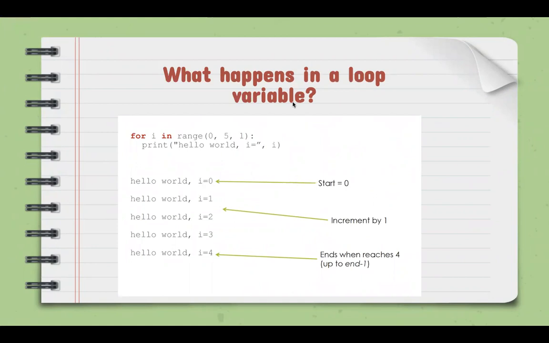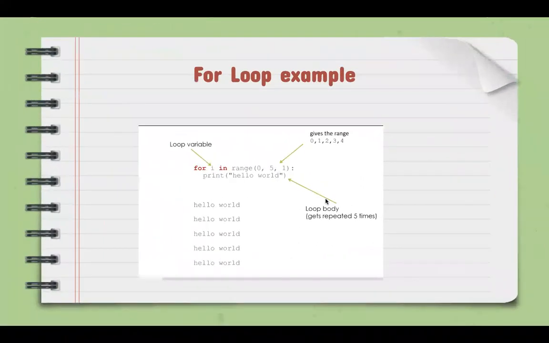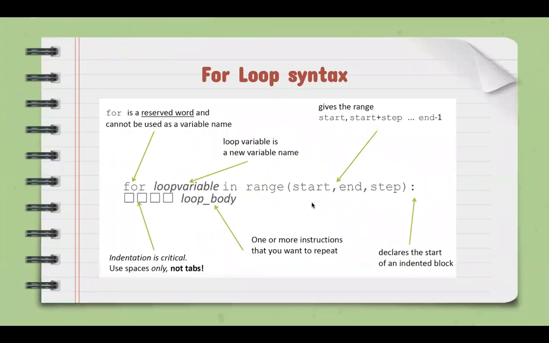So what happens in the loop variable? This is a step-by-step look at what happens each time the loop runs. When it loops first, the starting value is 0, and then the second time, it's 1, 2, 3, 4, and it keeps printing hello world each time. And once again, here's a for loop example.